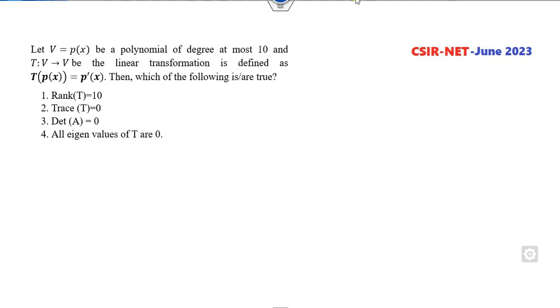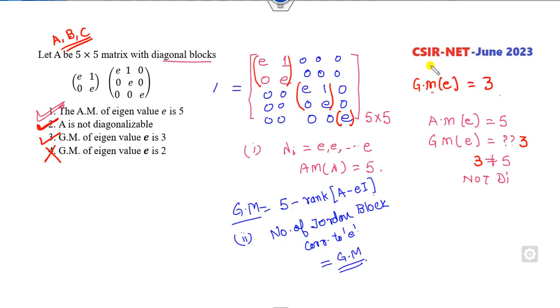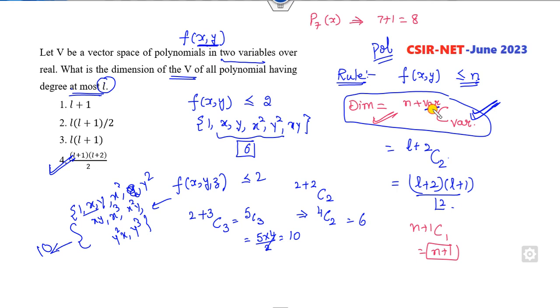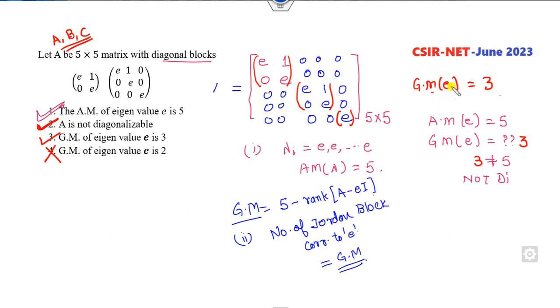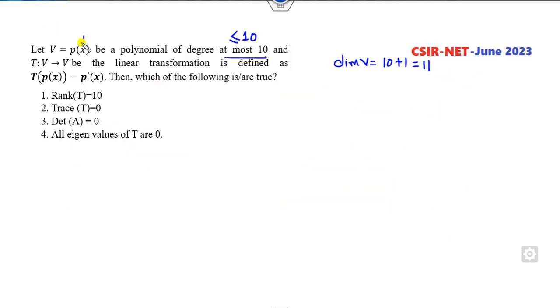Okay, look at this one. P is a polynomial of degree at most 10. So the dimension of V is n plus 1, 10 plus 1 is 11. You can see again the same formula. The number of variables is 1. So for a polynomial of degree x, it will be n C 1, that is 11 C 1, which is 11.